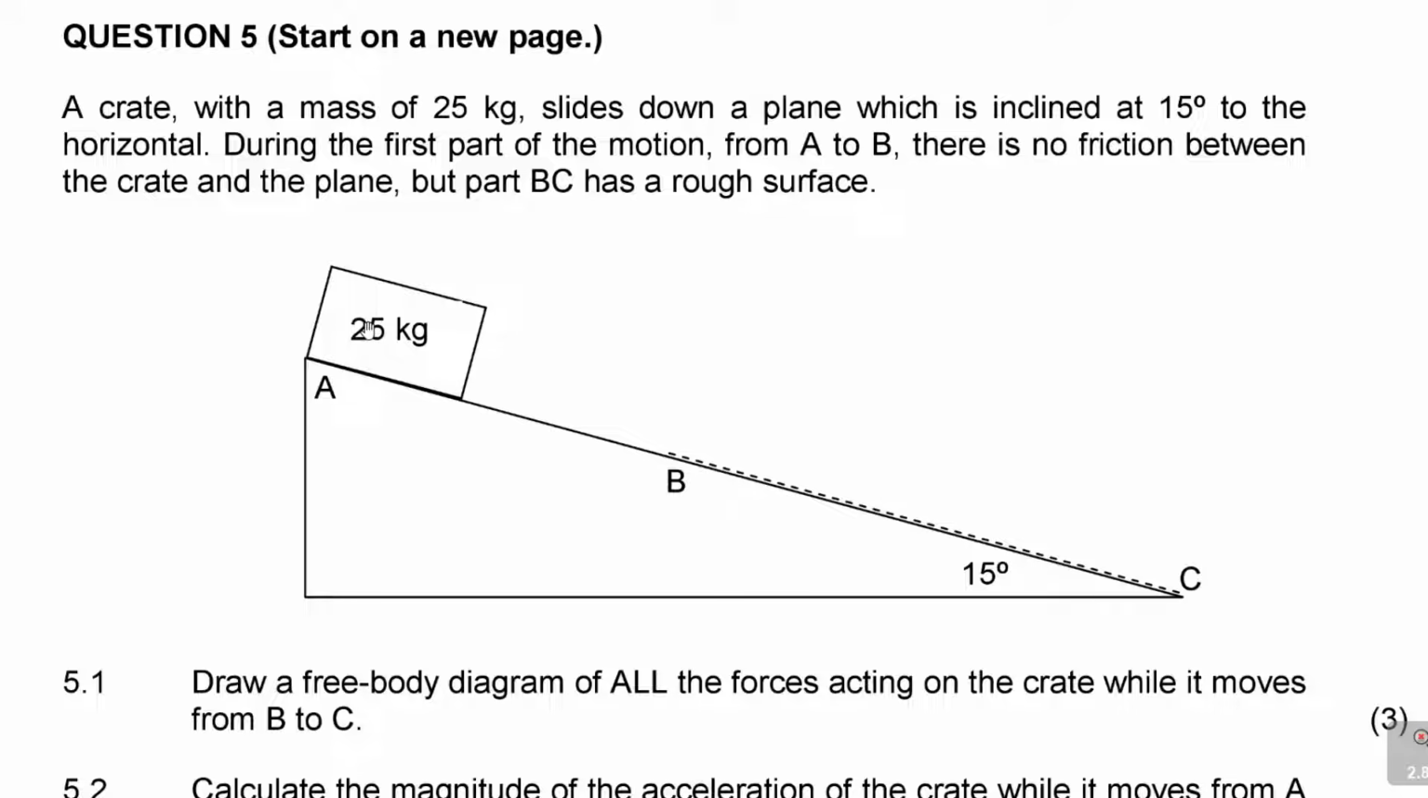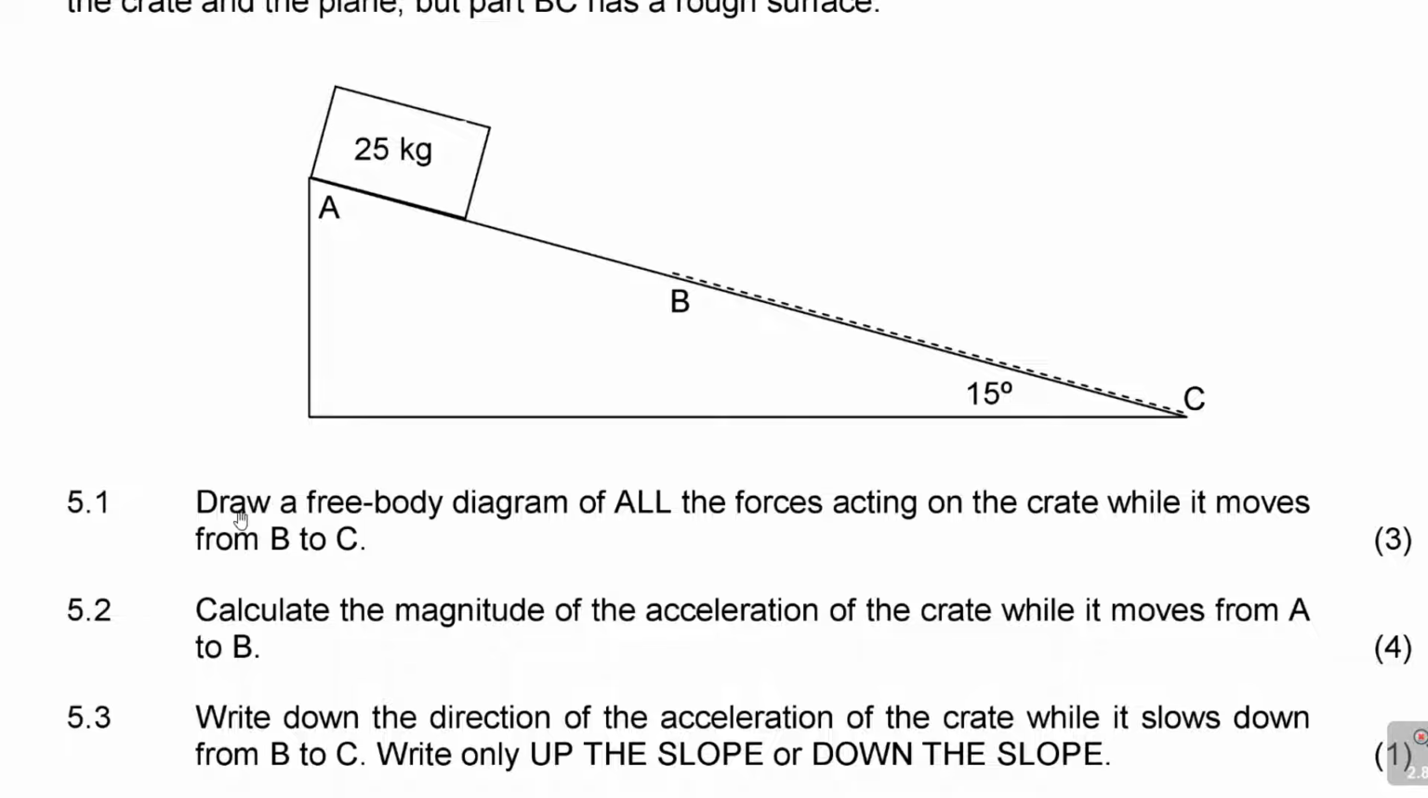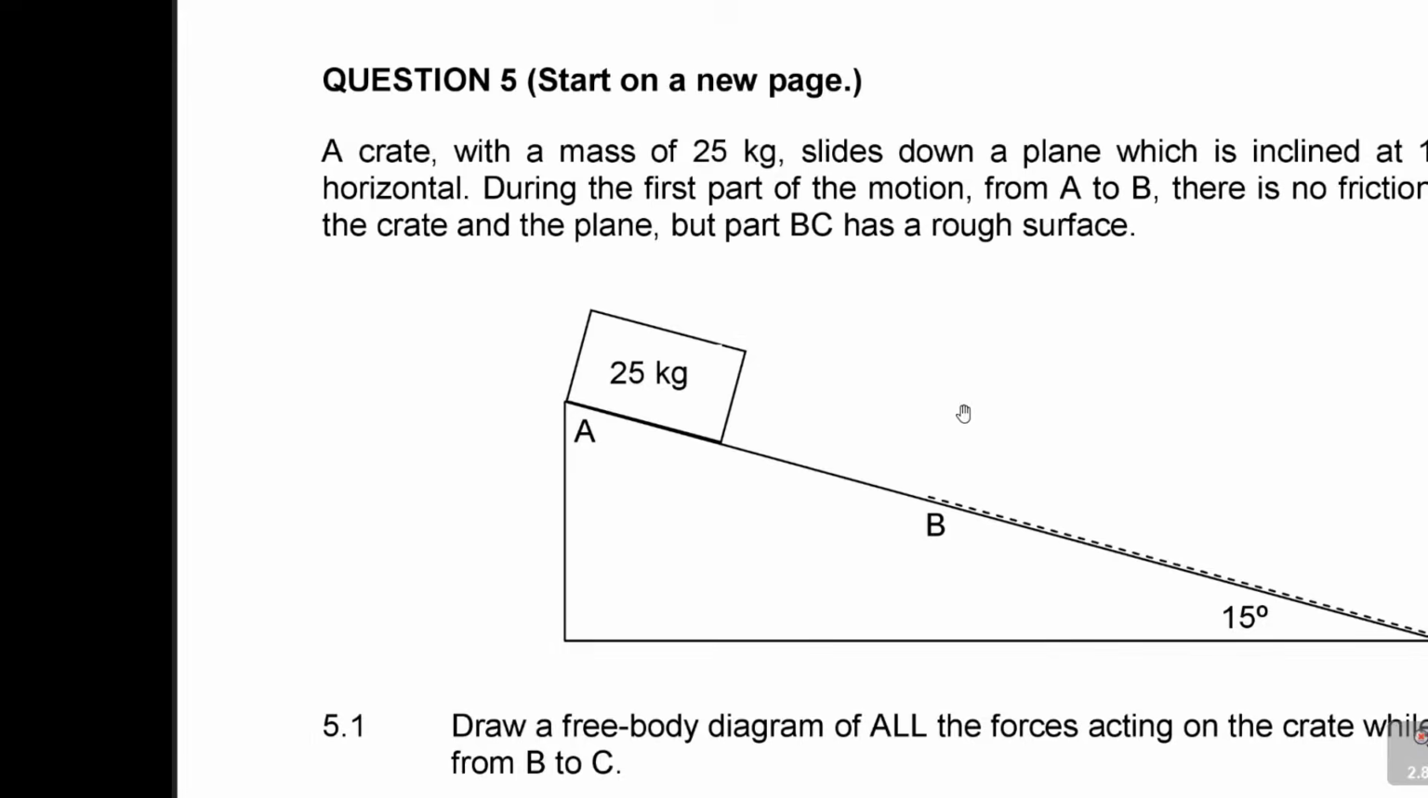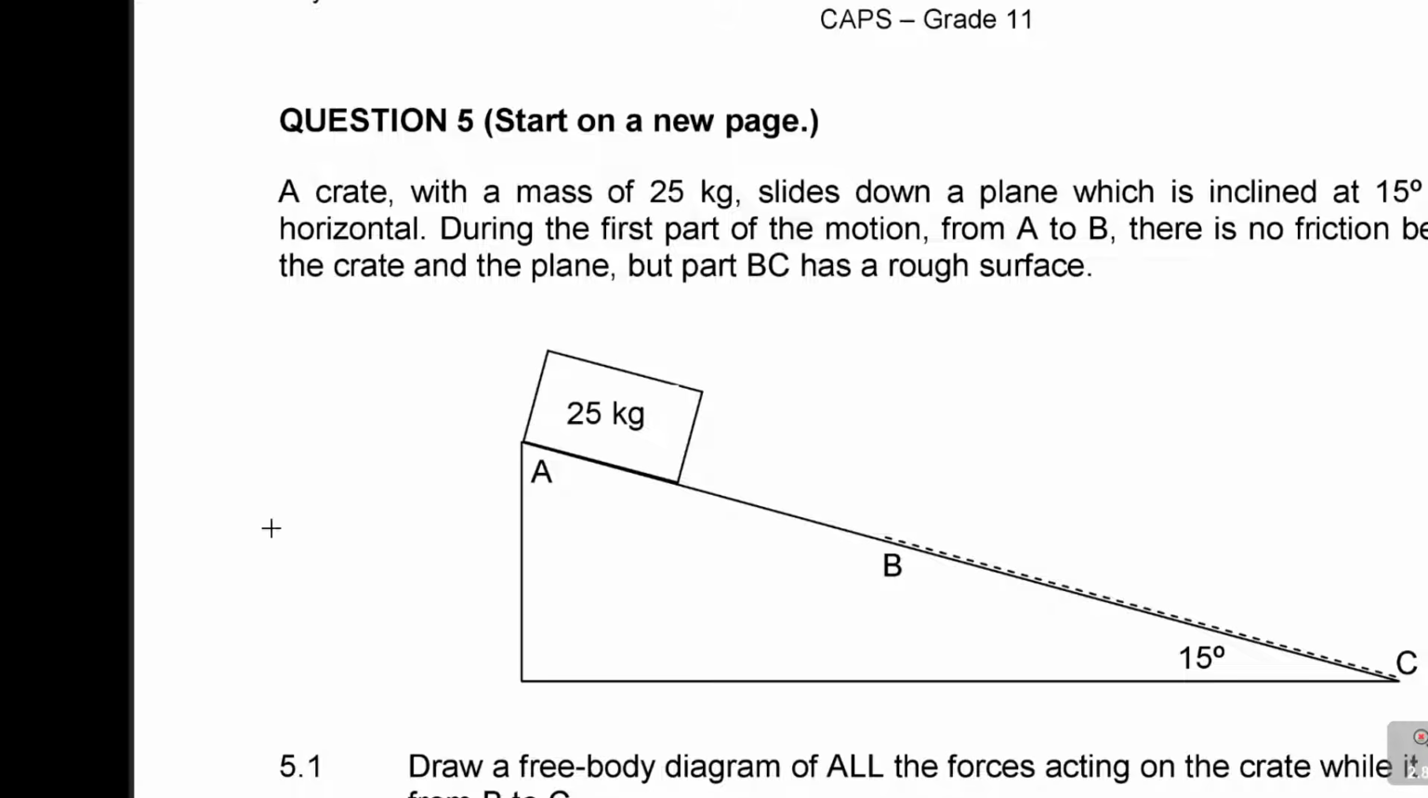Okay, there we're showing what is happening. Question 5.1 says, draw a free body diagram of all the forces acting on the crate while it is moving from B to C. Now look at this. I will draw it just here and then finalize it. When you're talking about a free body diagram, what you have is the plane itself, and remember, perpendicular to the plane is always the normal. Don't forget that.